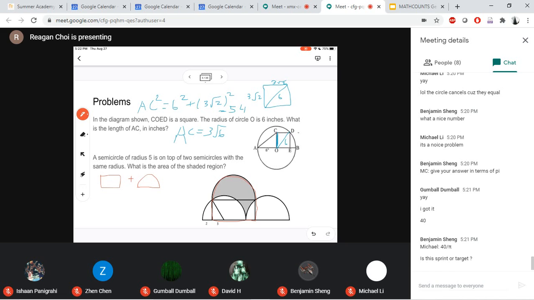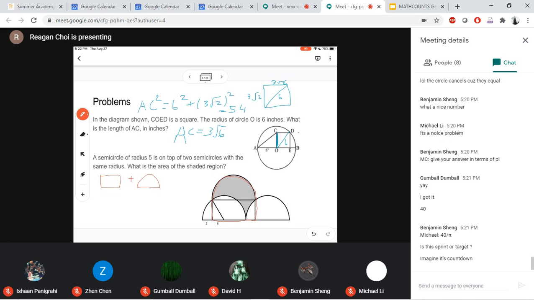Sprint or target? It's just some other problem. It could be countdown, I guess. I don't know.